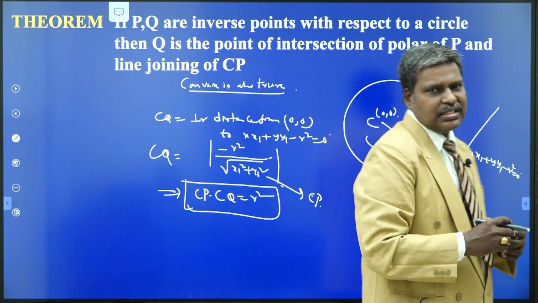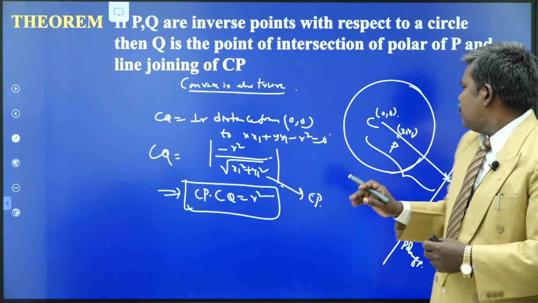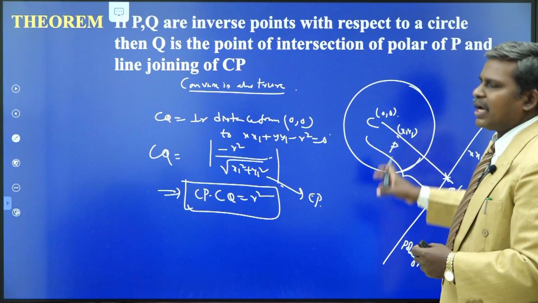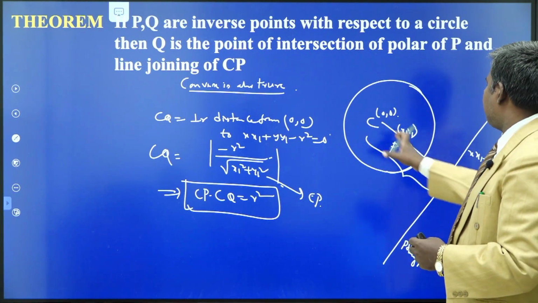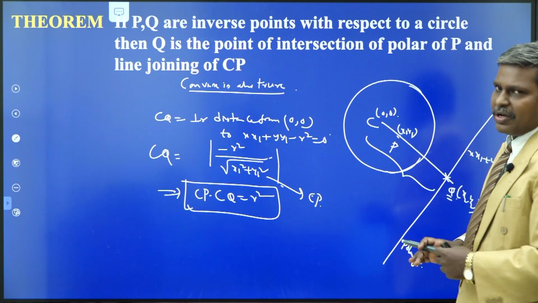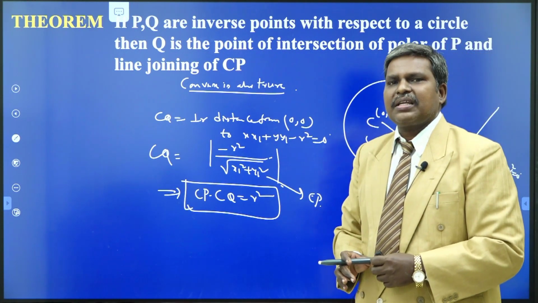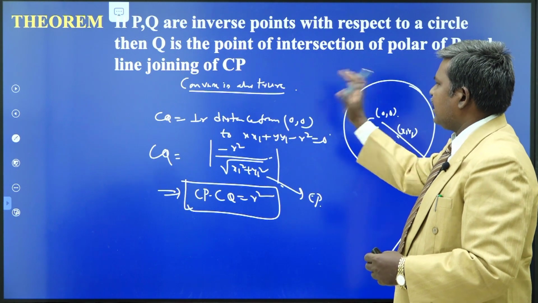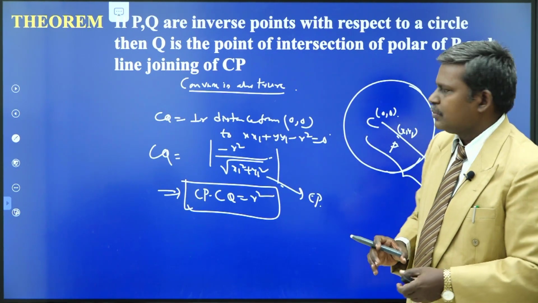So the converse is itself true. So Q is the point of intersection of the polar of P. Then C, P, Q are collinear, CP into CQ equal to r square, and P, Q are on the same side of the center of the circle. Hence proved. So the converse is also true. Okay.